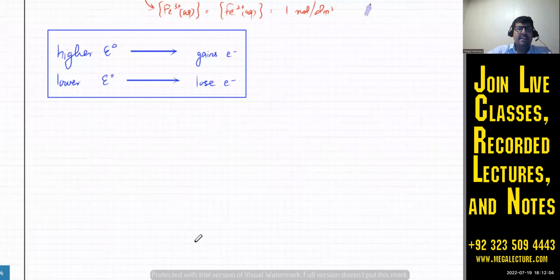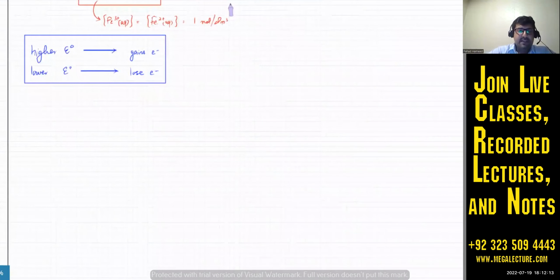The basic idea is all these potentials are measured against a particular electrode. And all these electrodes are either going to be more positive than that or more negative compared to that.